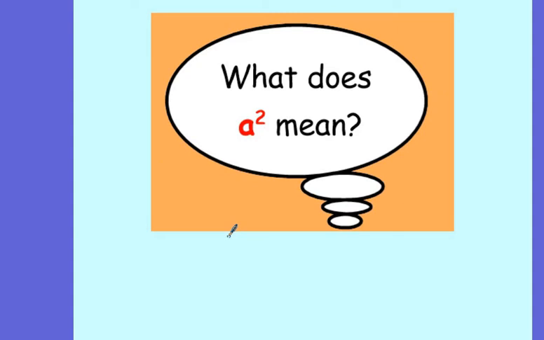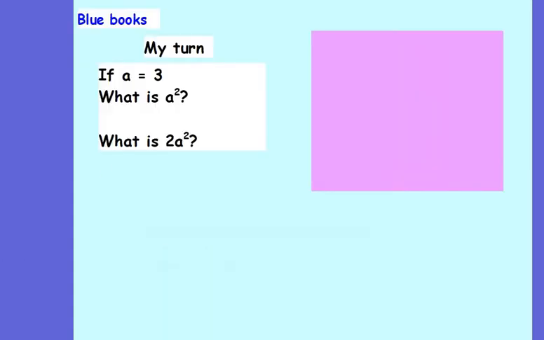Okay, Year 9, what does a squared mean? Sophie, what does a squared mean? It means a times a, exactly. Let's use that. I'm going to go through some examples and then you're going to do some examples in your dark blue books. If a is equal to 3, what is a squared? Now again, we're just substituting in, so wherever we see an a, we need to write the number 3.